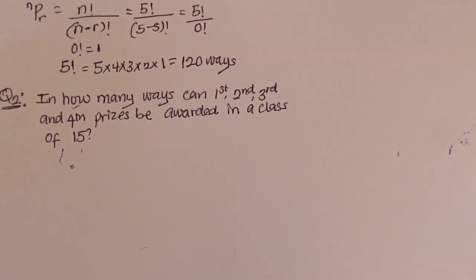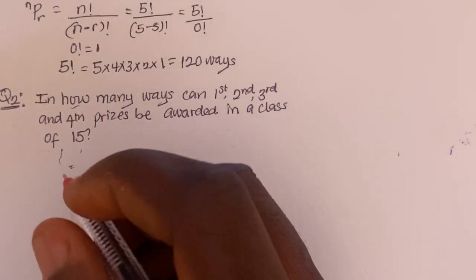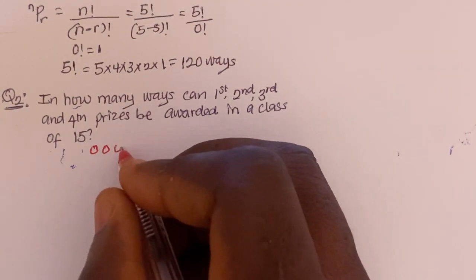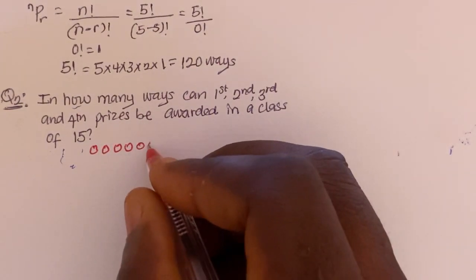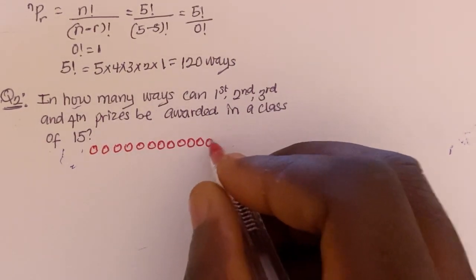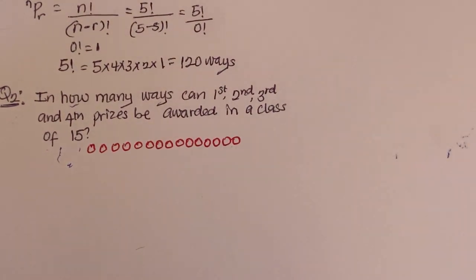Now the second question I'm having here says, in how many ways can first, second, third, and fourth prizes be awarded in a class of 15? The question is very simple, but first, let's say we have 15 students. Let me just represent them as circles: 1, 2, 3, 4, 5, 6, 7, 8, 9, 10, 11, 12, 13, 14, 15. So I have 15 students.